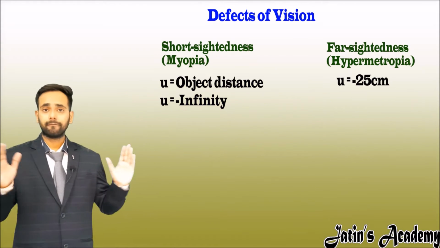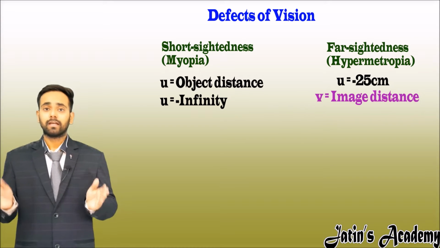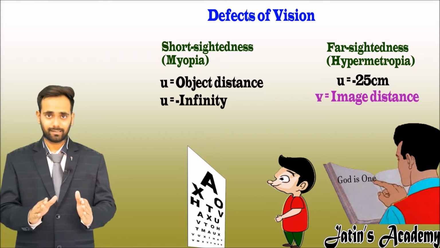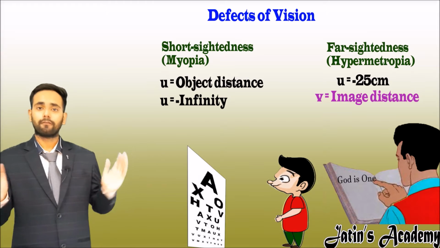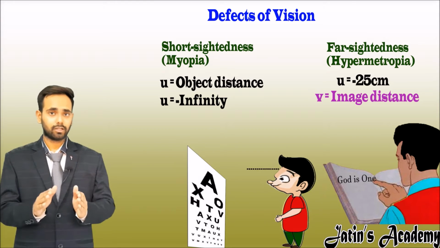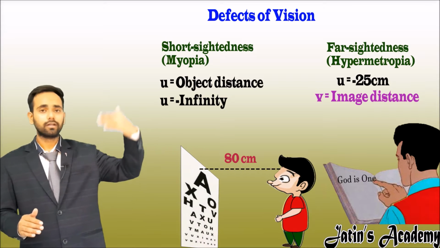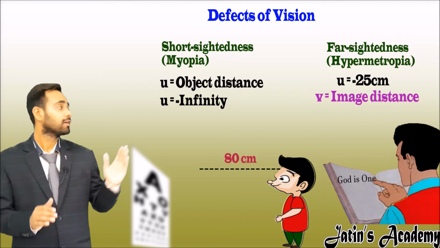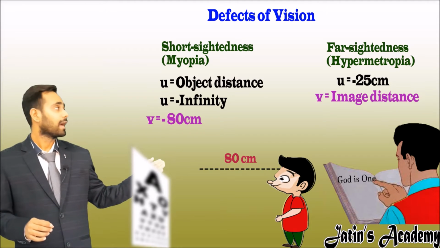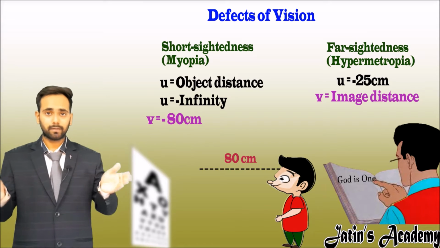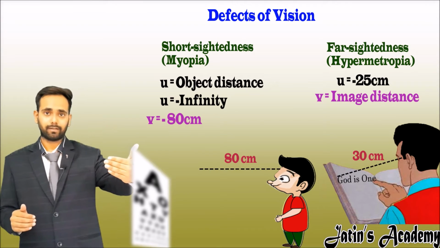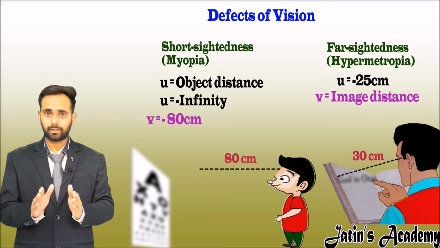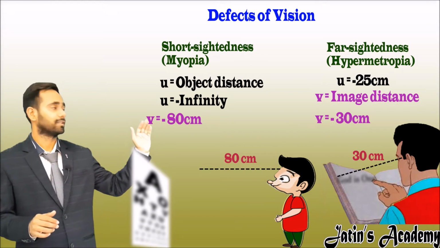Next term is v. v is nothing but the image distance. In this case, v is the distance up to which a person can see the object clearly. In case of myopia, for example, a person is able to see the object at 80 centimeter and beyond 80 centimeter he is not able to see the object. It means for a myopic person, the v value is minus 80 centimeter. And in case of hypermetropia, if a person is able to read the book at 30 centimeter and before 30 centimeter he is not able to read the book, it means for the hypermetropia defect the v value is minus 30 centimeter.